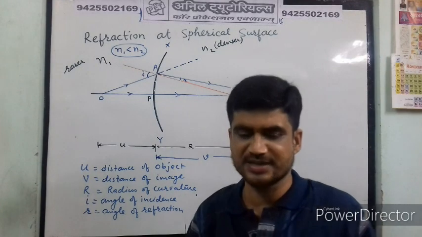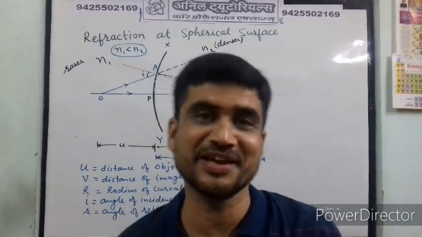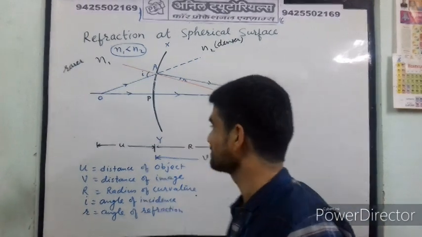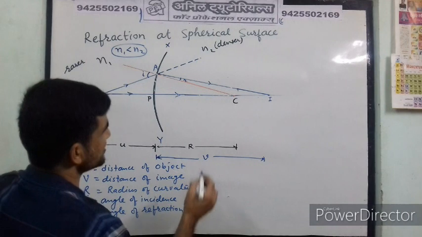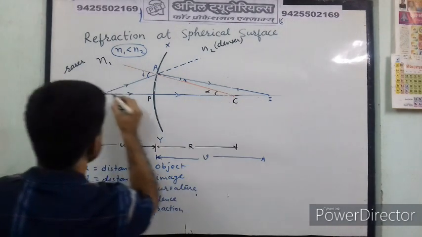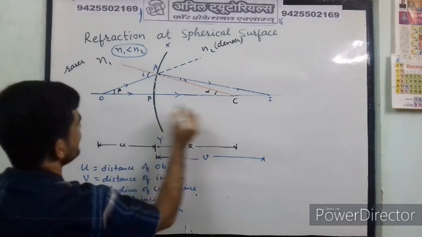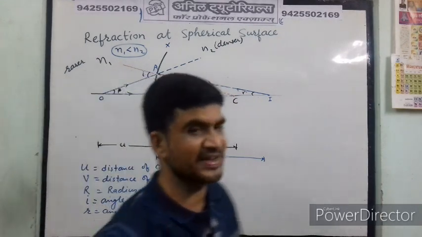So you can say that there is an actual image formed at point I. Okay, so very rare case. Now some angles we have to take. Suppose this angle is alpha, this angle is beta, and this angle is gamma. Okay, the angles are very small.